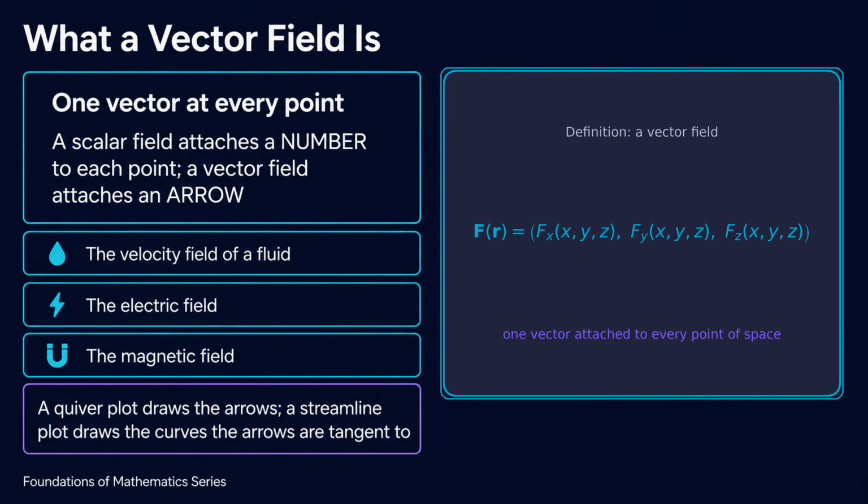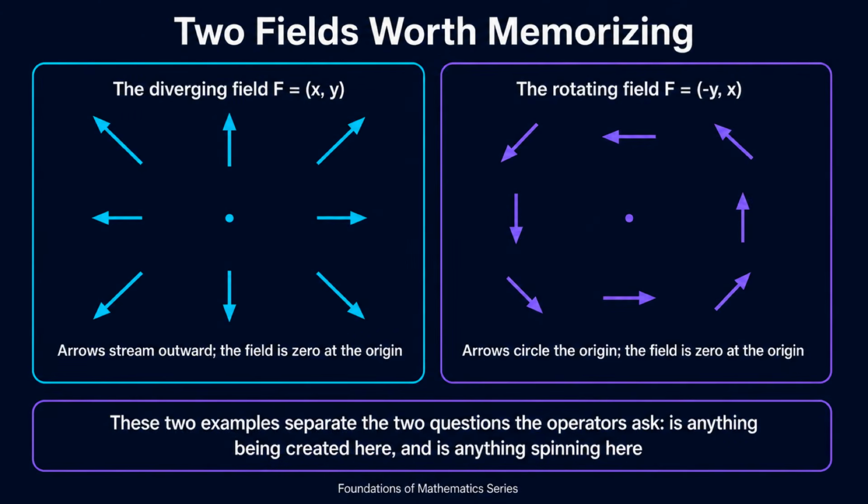There are 2 standard pictures of a vector field. A quiver plot draws a short arrow at each of a grid of points, showing direction and magnitude directly. A streamline plot instead draws the curves that the arrows are everywhere tangent to, which makes the overall flow pattern easier to see. 2 simple examples will carry us through the whole chapter, so it is worth fixing them in your mind now.